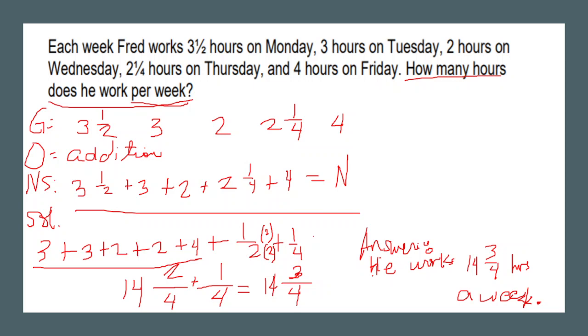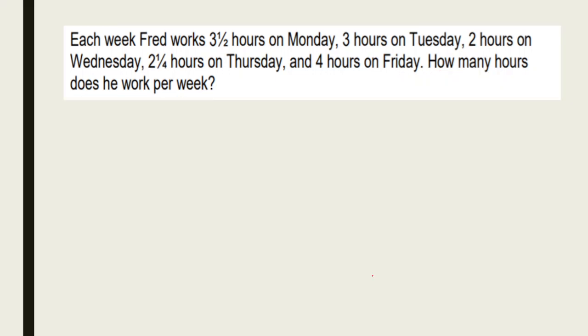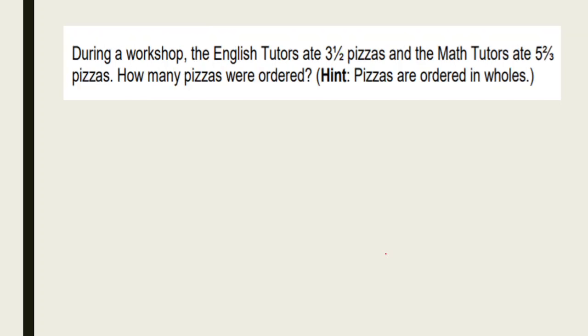So, let's have another word problem. Try to answer this one. So, yun yung kanina. So, do this one. So, during a workshop, the English tutors ate 3 and 1/2 pizza and math tutors ate 5 and 2/3 pizza. How many pizza were ordered? So, sa hint, pizza are ordered in whole. So, how are you going to do this one? You're going to pause the video if you will answer this one. Then, as you play, means you have your answers. Okay? Pause the video and start answering.